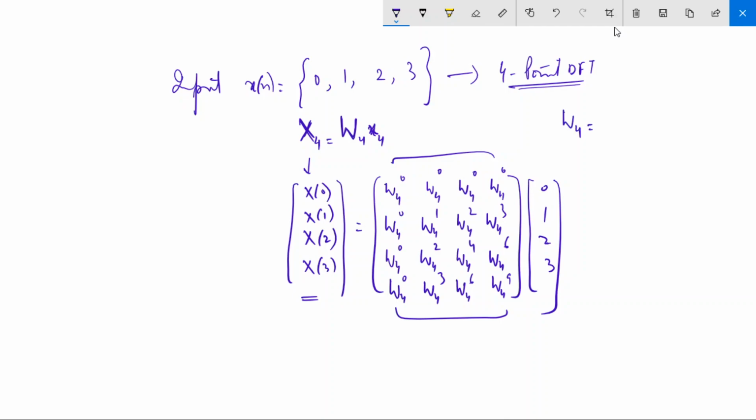So W4 is e raised to power minus j 2 pi by 4, which is e raised to power minus j pi by 2, and this is cos pi by 2 minus j sine pi by 2. So cos pi by 2 is 0, sine pi by 2 is 1, so it is minus j. Okay, it means if you see this matrix, you can take it here.